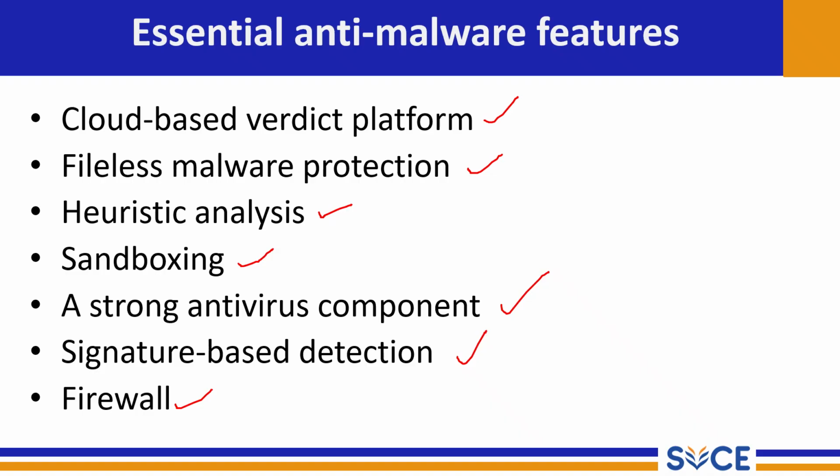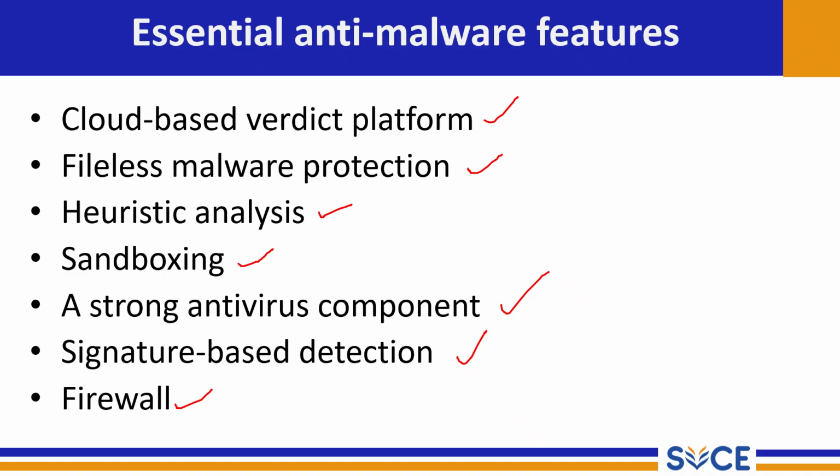And automatic updates. Regular updates to the malware database ensure the software can detect and protect against the latest threats. And quarantine and removal. When malware is detected, it's isolated and quarantined to prevent further damage. Users can then choose to delete or remove the infected files. And next, you have heuristic analysis. This advanced feature analyzes the behavior of files and programs to detect new and unknown malware based on suspicious patterns, even if it doesn't match a known signature.